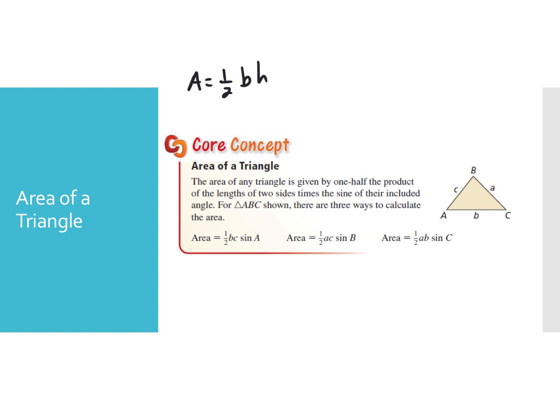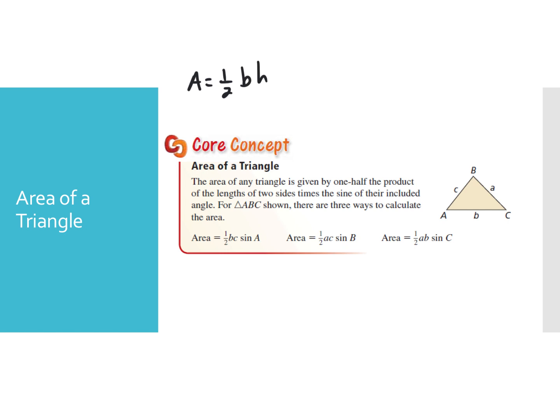If you don't have all the information of the base and the height, you can't really get the area. But there's different ways of doing it. So we have this area of a triangle. This is where the laws for sine and cosine come in. The area of a triangle is given by 1/2 the product of the length of two sides times the sine of their included angle. For triangle ABC shown, there are 3 ways to calculate the area.